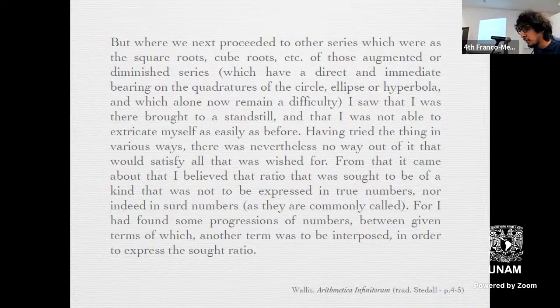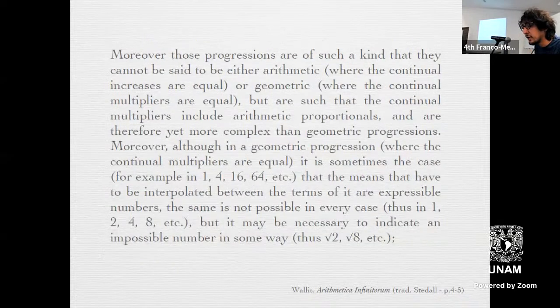For I had found some progression of numbers, so that's the progression I want to talk about, between given terms of which another term was to be interposed in order to express a sought ratio. Moreover, those progressions are of such a kind that they cannot be said to be either arithmetic, where the continual increases are equal, or geometric, where the continual multipliers are equal, but are such that the continual multipliers include arithmetic proportionals and are therefore yet more complex than geometric progression.